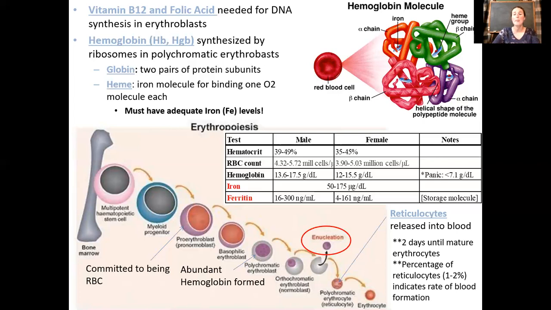We can also measure the reticulocyte abundance in your blood. And so usually of all the red blood cells, 1 to 2% of them are still immature. They're still reticulocytes. If you see much higher levels of reticulocytes, that means that you're producing red blood cells more quickly than expected. Any questions about this?